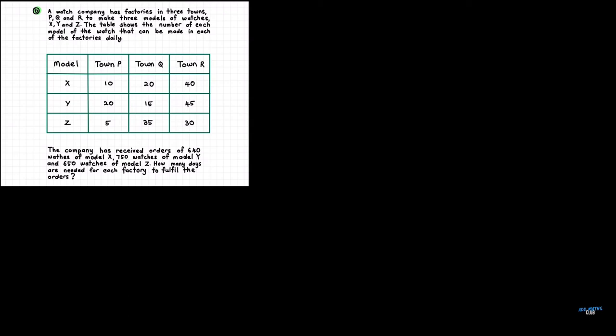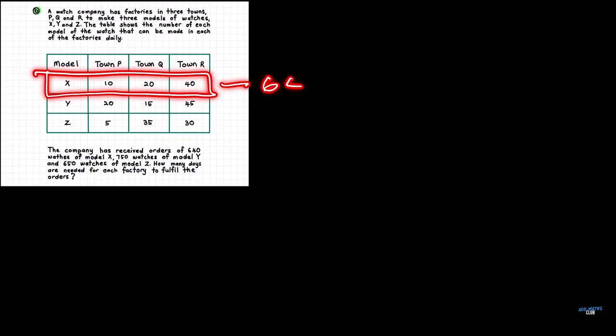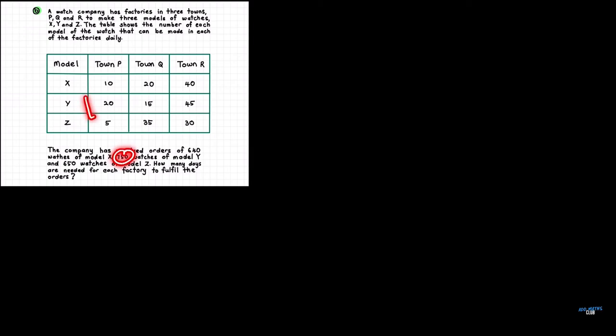So here, let's read ke bahagian bawah ni. A company has received orders of 640 of model X. Jadi 640 ni adalah jumlah model X, betul tak? Jumlah model X adalah 640. So I know that saya kena tambah semua ni. Right? So I will get 640. And also 750 watches of model Y. So if I add all this, it must be 750. And finally 650 watches of model Z. Means yang ni tambah semua ni, I need a total is 650.